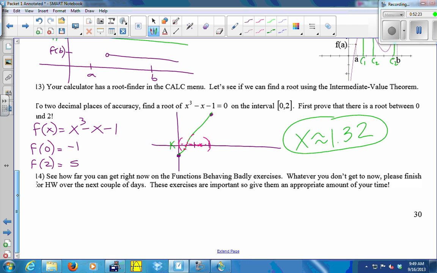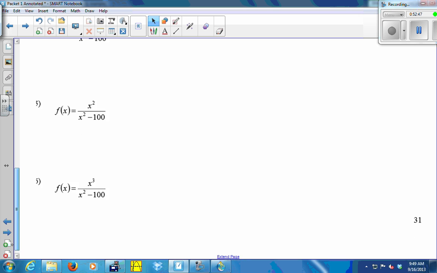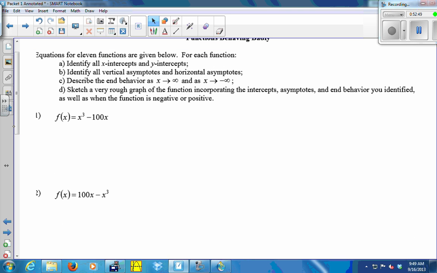All right, any questions? Okay, and we are just about out of time. So I'm going to have you work on this activity on your own. Please work on it. Get these done over the next few days. They're a really important review, so spend a little bit of time on them. And let me know if you have any questions. We can go over a couple of them in the next class or two.